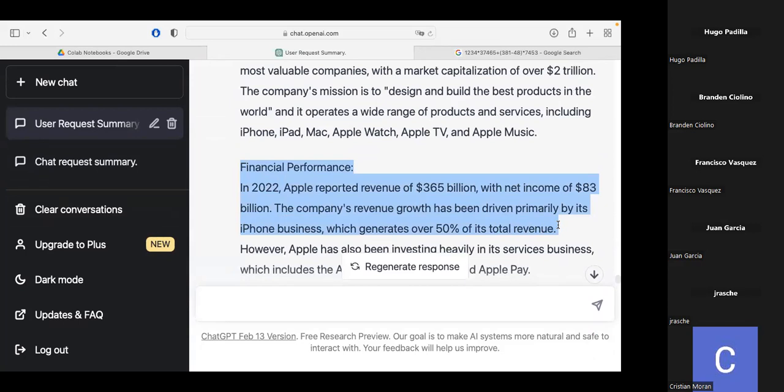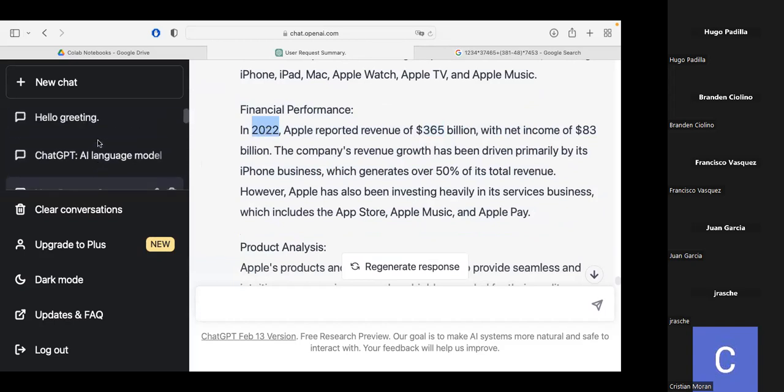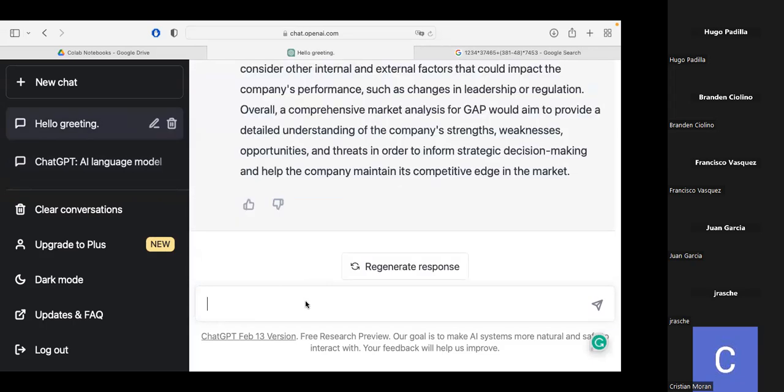Okay, and it does include a number for 2022, and the revenue is 365 billion. Okay, I don't know whether this revenue is correct, but I know this number is completely made up because, remember, this is the revenue for 2022, right? And if we go back to ChatGPT, let me show you why.